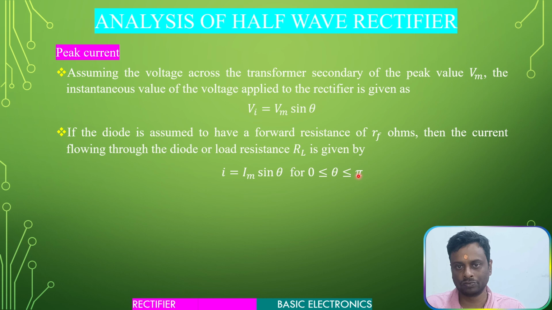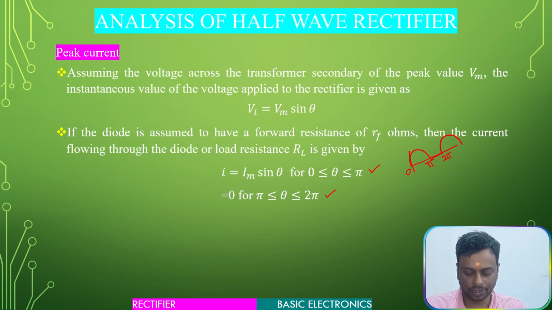So I equals Im sin theta between 0 and pi, and it is 0 for pi to 2 pi. If you see the output in a half-wave rectifier, we are getting only one half of the input cycle. From 0 to pi we get output, then from pi to 2 pi we are not getting any voltage. So the voltage is 0 and the current is also 0.